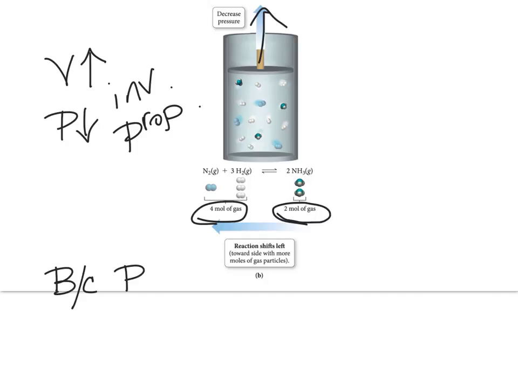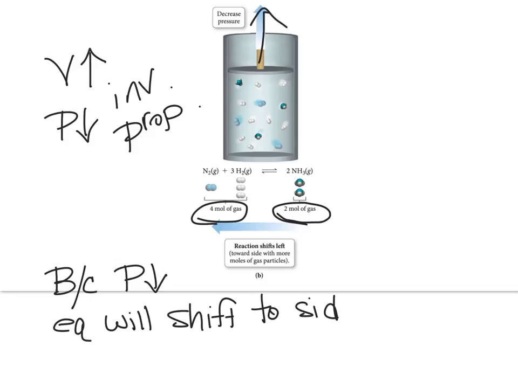because pressure decreases, equilibrium will shift to the side with more moles, or in this case, the reactants.